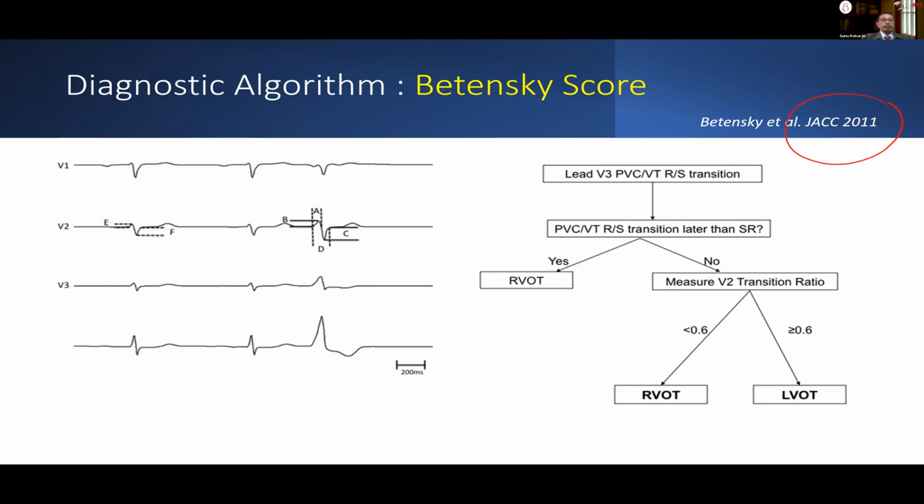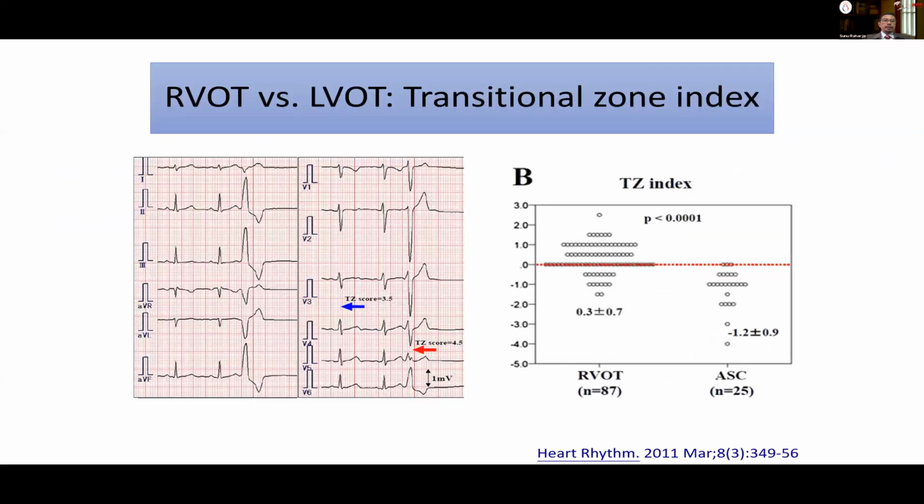They use the V3 transition, between V2, the transition between the PVC and the sinus rhythm. So you divide the amplitude of the PVC by the amplitude of the sinus beat. If the ratio is more than 0.6, probably this is from the left ventricular outflow tract. Another algorithm is the transitional zone TZ index, which can also be used for identifying the left or right ventricular outflow tract. And also, there is the V2S and V3R index.